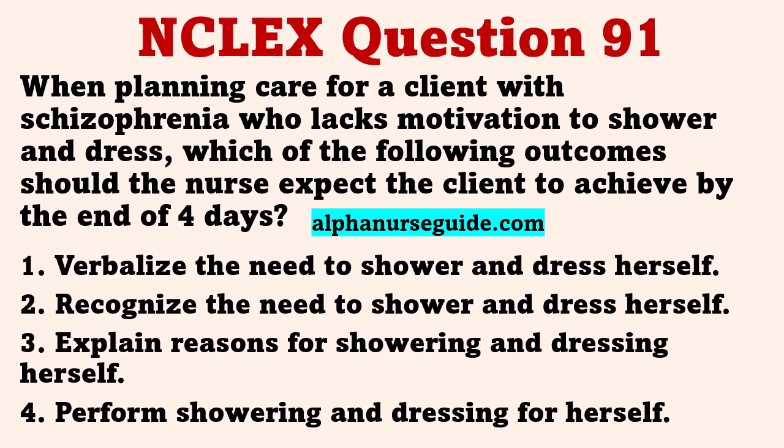The correct answer is 4. By the end of 4 days, the client should be able to perform showering and dressing for herself. The client with schizophrenia commonly appears to be apathetic and lack initiative. Therefore, demonstrating the ability to complete the tasks indicates improvement. Although the client may be able to recognize, verbalize, or explain the need to shower and dress herself, she may be unable to do so because of the ambivalence associated with schizophrenia that impedes the client's ability to initiate and complete self-care. Therefore, evidence of improvement would be lacking.